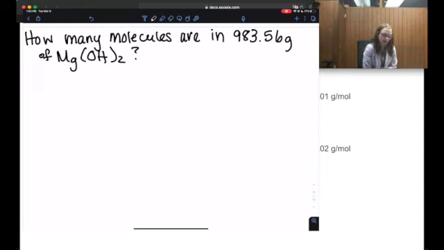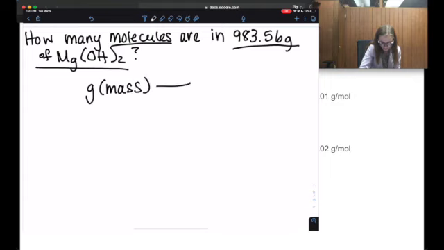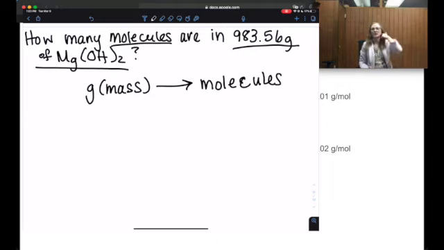We want to know how many molecules are in 983.56 grams of magnesium hydroxide, Mg(OH)2. So we've got grams, we have 983.56 grams, and we're looking for number of molecules. So we've got grams, which is mass, and we're looking to go to molecules. So again, my big tip off here is that I don't have a direct relationship between grams and molecules, so I'm likely going to need to use an intermediary.